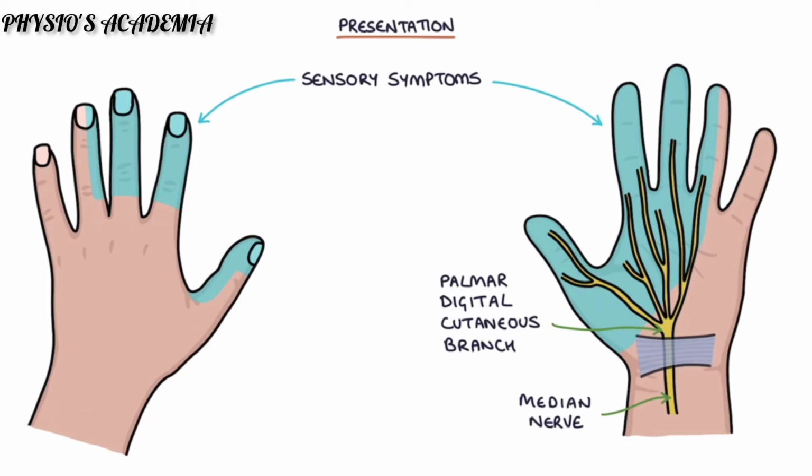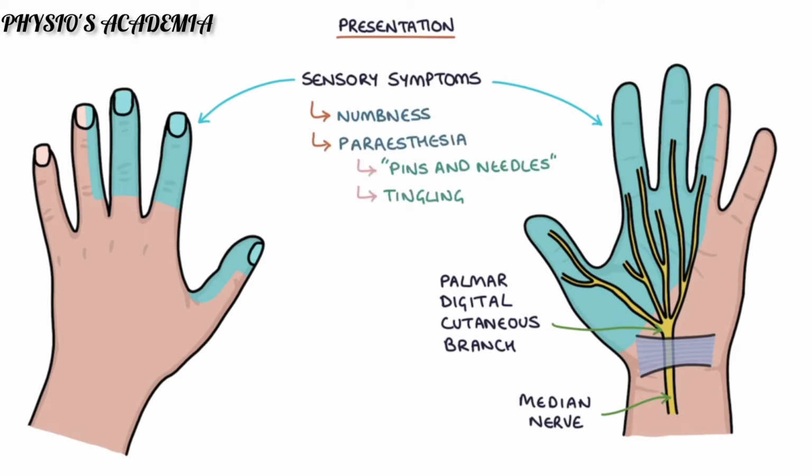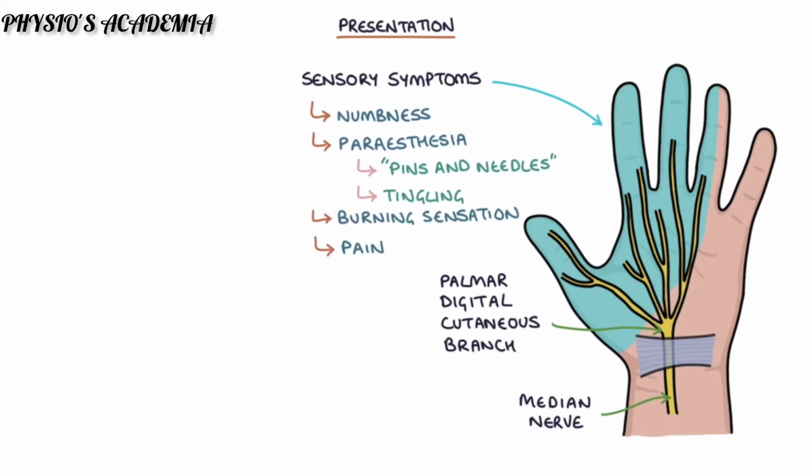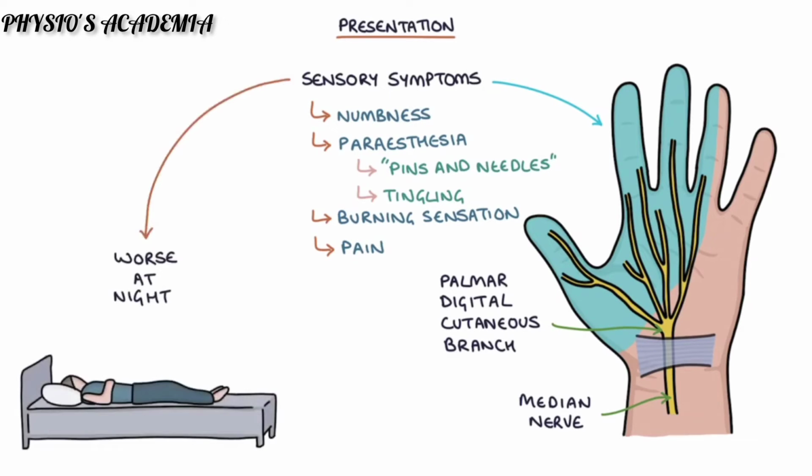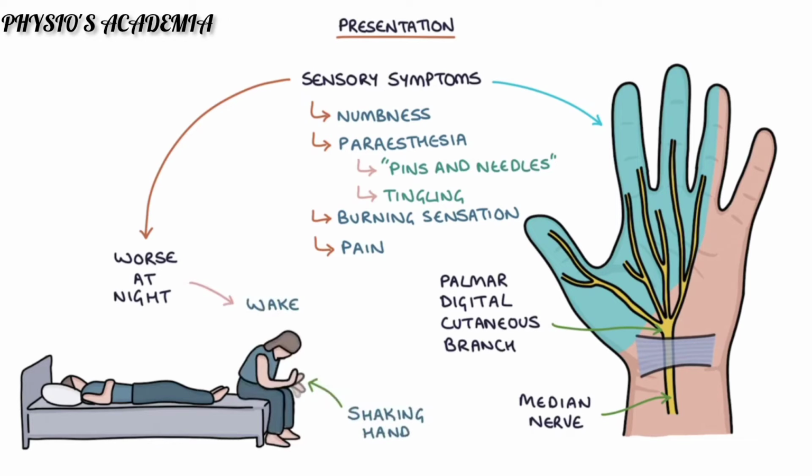Now, the sensory symptoms include numbness, paresthesia, which is pins and needles, tingling, a burning sensation, or pain. Patients often find sensory symptoms are worse at night. The symptoms may wake them from sleep, and they may describe shaking their hands to try and relieve the symptoms.